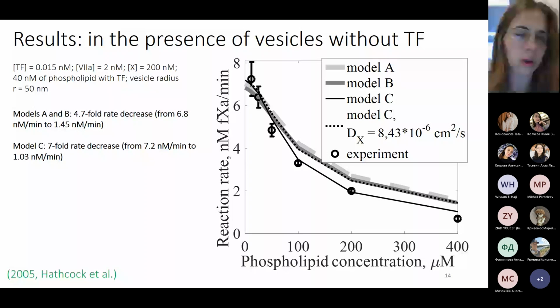The first condition is the system in the presence of vesicles without tissue factor, so-called naked vesicles. So we have some vesicles at quite low concentration with tissue factor. It is only 40 nanomoles of phospholipid, not vesicles, phospholipid individual molecules, I mean, and quite large concentrations of naked vesicles which do not have tissue factor on their surface. And we have experimental data from this article. It is points which demonstrate that the reaction rate decreases with addition of phospholipids without tissue factor.